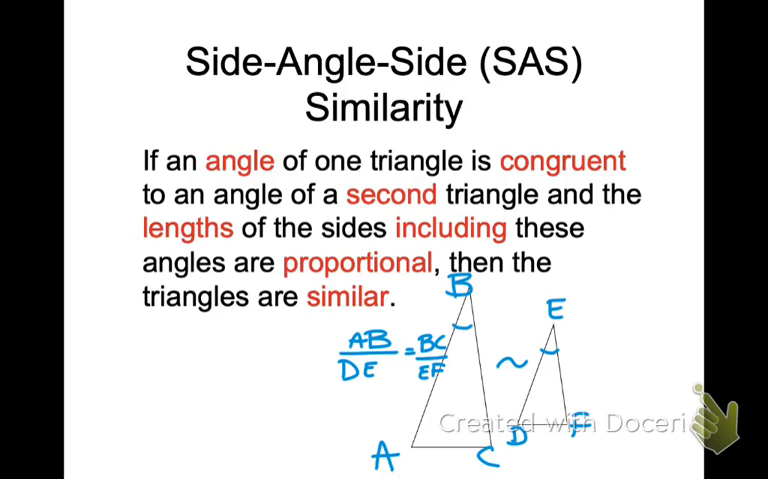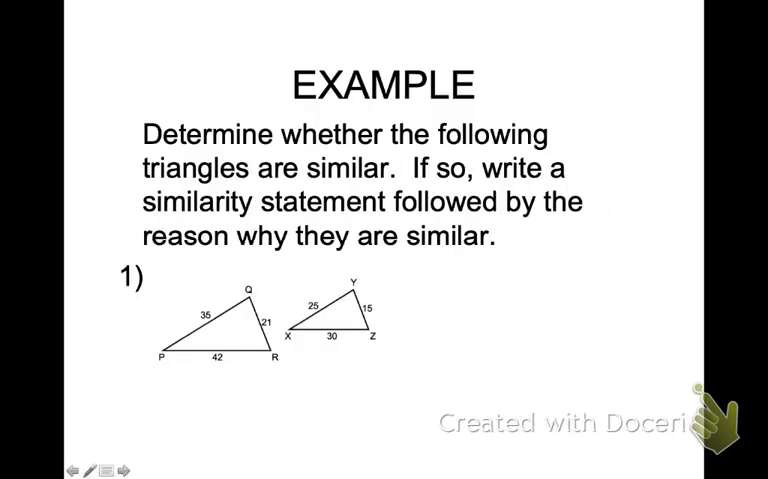Okay, so once you have that, flip on to the back. And let's just look at a bunch of examples to see if we can figure out if they're similar or not, and if so, which theorem. All right, so determine whether they're similar. If so, write a similarity statement followed by the reason why they are similar. Do I have any angles, any degrees in this diagram? Nope, so that throws angle out the door. So or side angle side, because you need an angle for that.